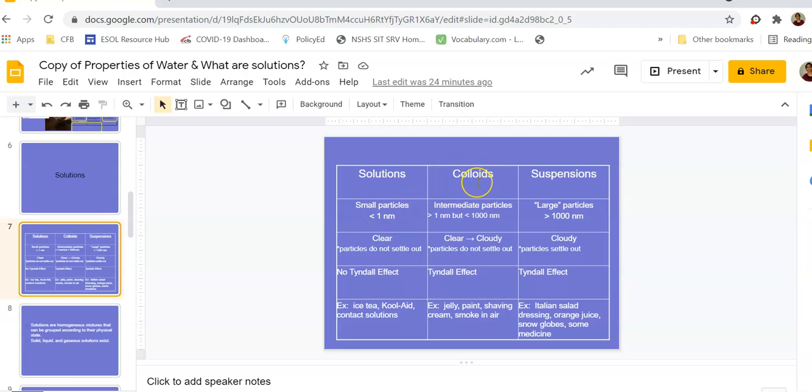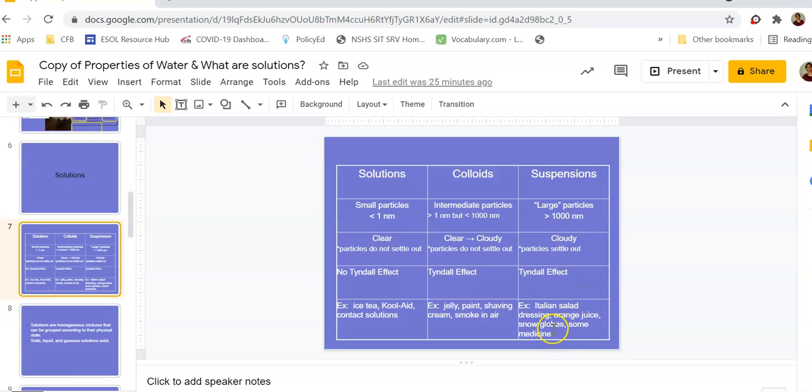A colloid would be a substance that can look clear from one angle, but from another angle it's cloudy. Examples are things like jelly, shaving cream, and smoke in the air. In a colloid, you have intermediate sized particles, so the particles aren't completely dissolved. And in suspensions, you have really large particles. Suspensions are things like salad dressing, where things actually separate out and settle out, but that doesn't happen in a colloid. In a colloid, things are still mixed, but it looks cloudy.